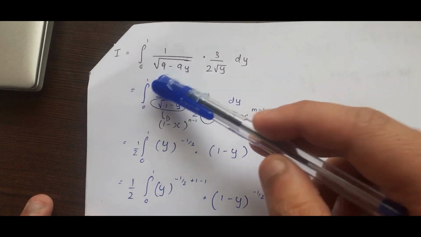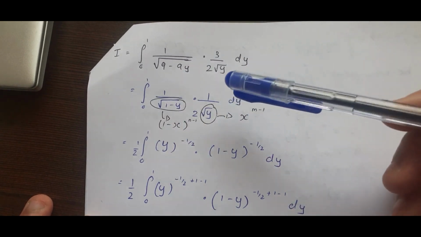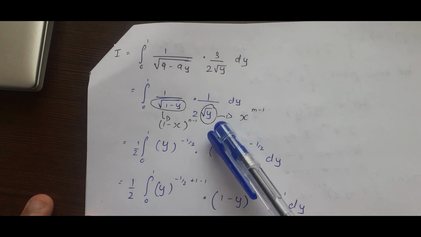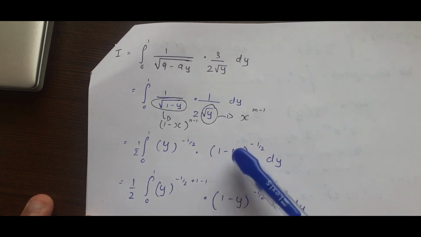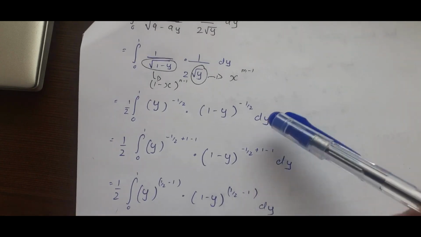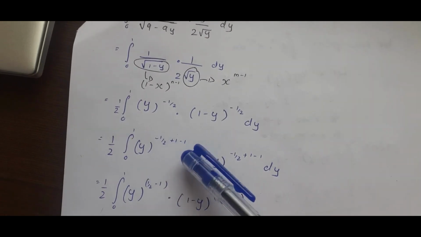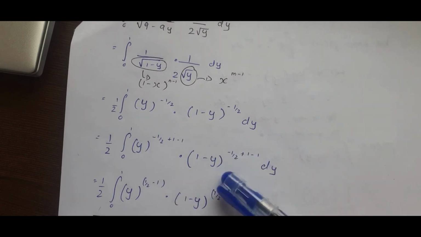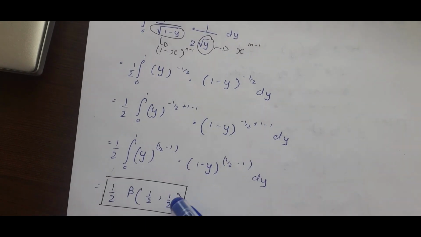Now I'm taking a 9 out common here. I'll get 3, 3 and 3 cancel. This half I take out common over here. So now I have y power minus half, 1 minus y power minus half. Now again I need a distinct minus 1 term. So over here I add 1, I subtract 1, I add 1, I subtract 1. So now this becomes half minus 1, this becomes half minus 1. And that I can write as 1 by 2 beta of half comma half.